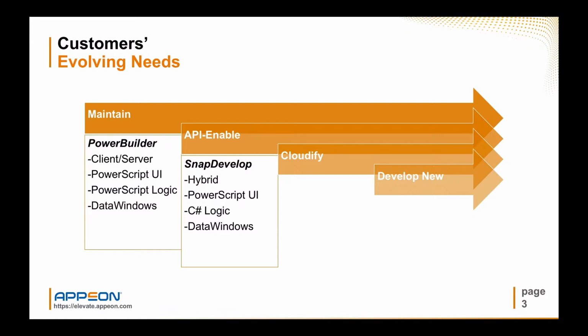So PowerBuilder is maintaining a client. Snap Develop is developing your server-side assets. So under this hybrid client-server model, you still have direct connection to the database. But with Snap Develop, you are developing C# logic that is called through REST API from PowerBuilder.